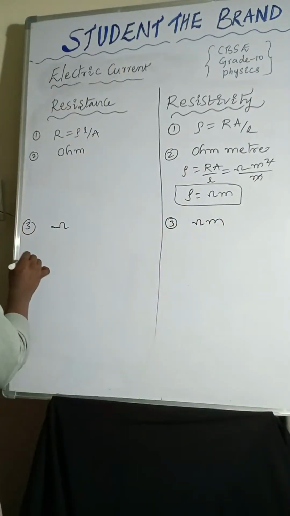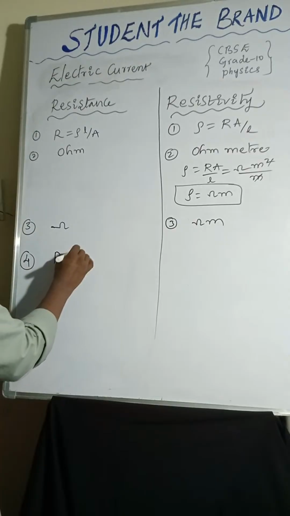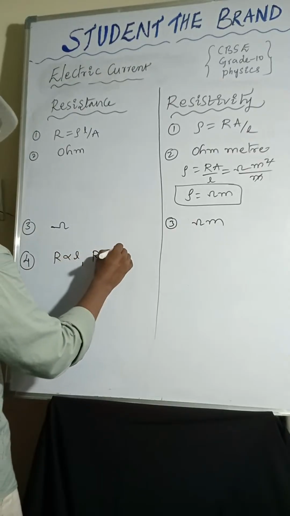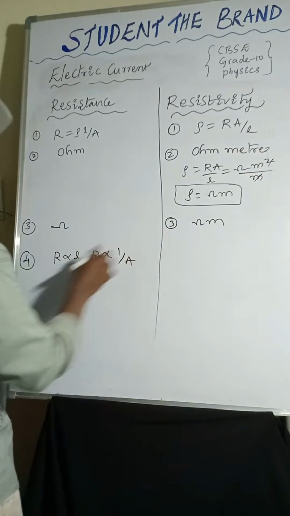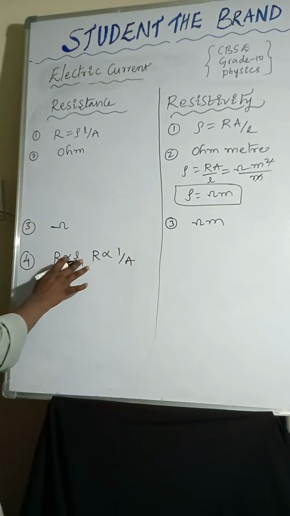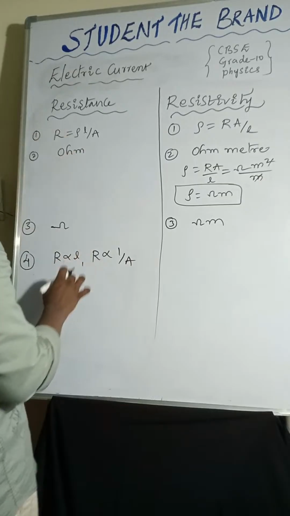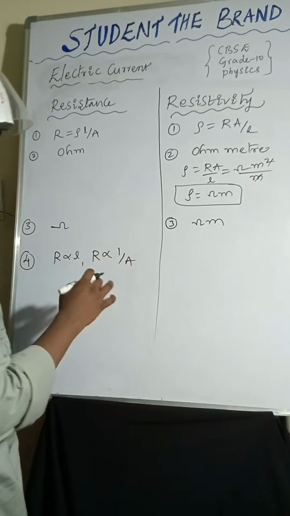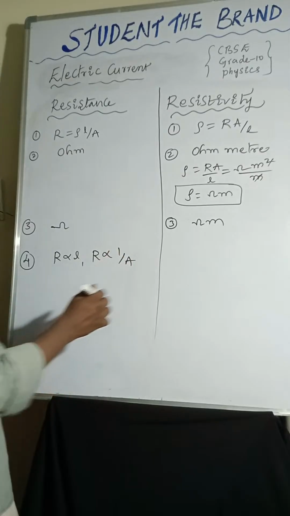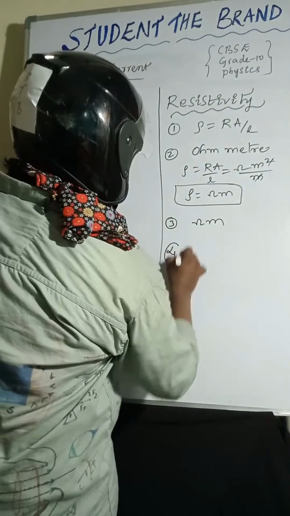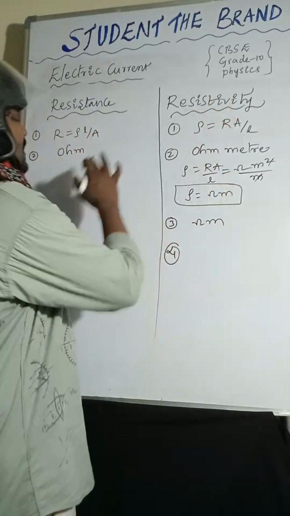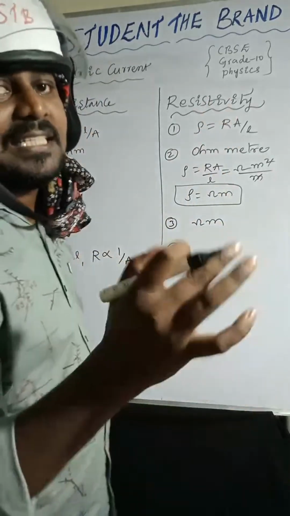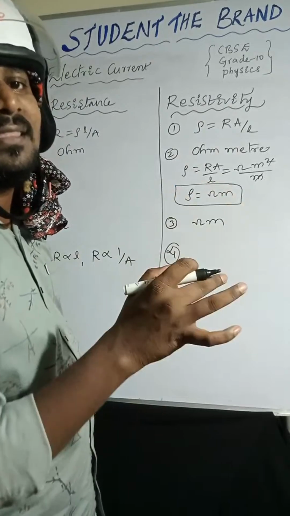Coming to the fourth one, resistance is directly proportional to the length of the conductor. Resistance is inversely proportional to the area of the conductor. Resistivity does not depend on length and area.